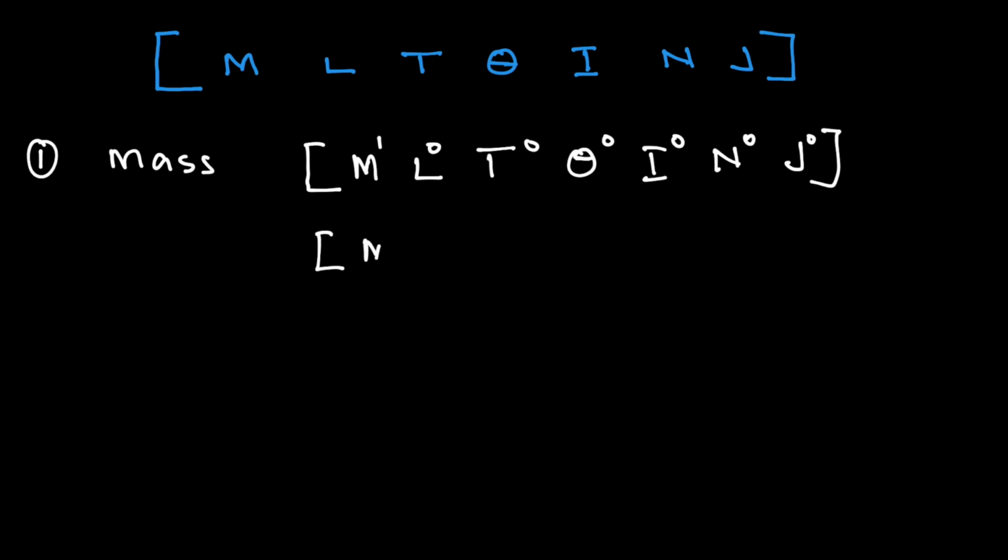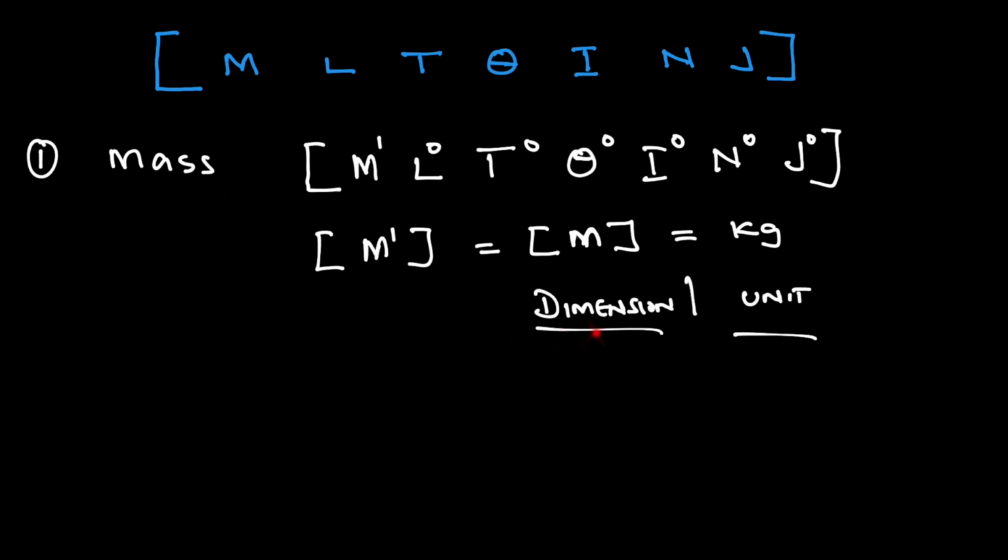So this will be M to power 1 times 1 times 1 times 1 times 1, because anything to power 0 is 1. So if you times it all by 1, it will be 1. So 1 times that will be that, which means that would be equal to capital M, by the way, and the unit equals kilogram for mass. So the unit here is kilogram, and here is dimension. For mass, dimension is M. We use square brackets for dimension, and for unit it's kilogram.